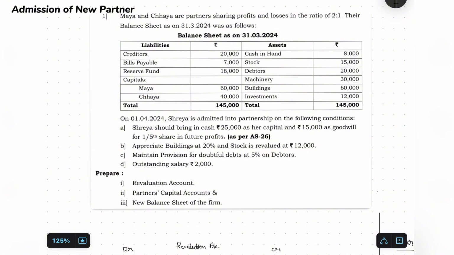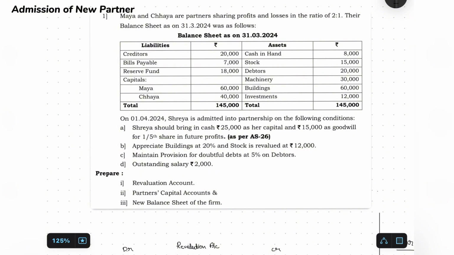Okay, so we'll come to the second adjustment, that is appreciate building by 20% and stock is revalued at 12,000. Here we can see appreciate building by 20%. That means we have to increase the value of the building by 20%. The building value given in the previous balance sheet is 60,000. So now we have to increase the building value by 20%.